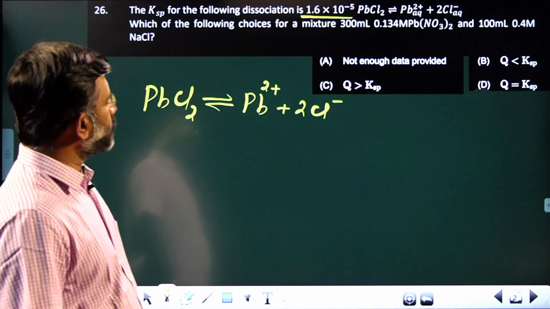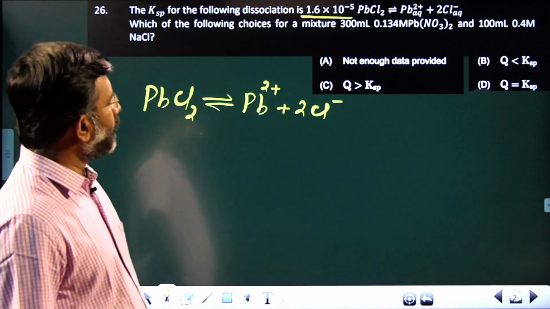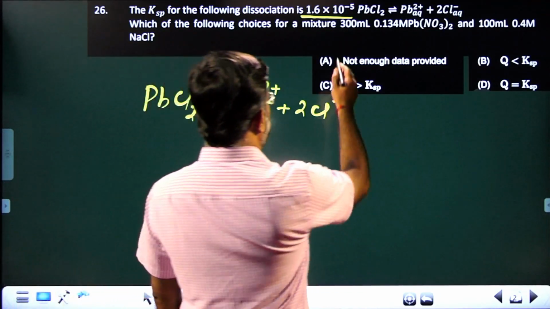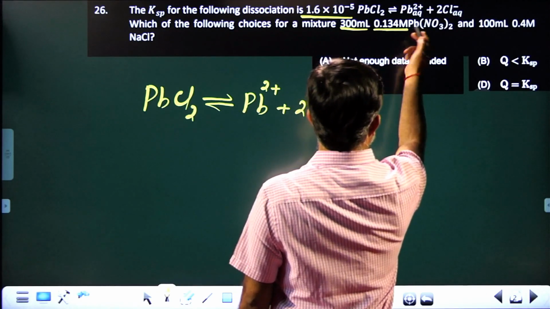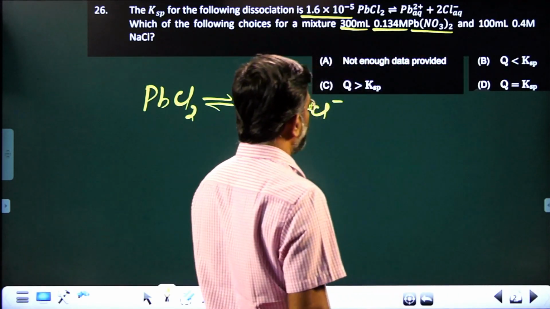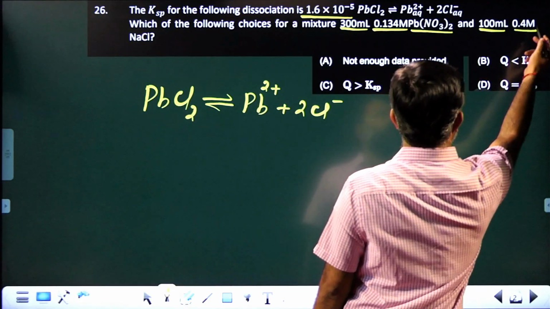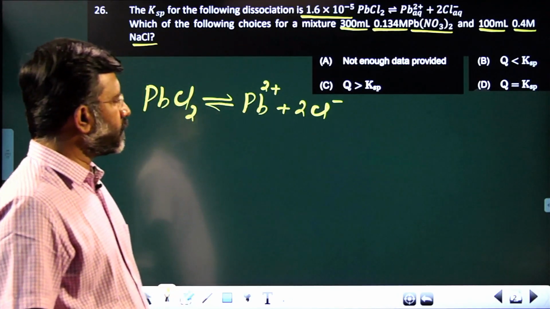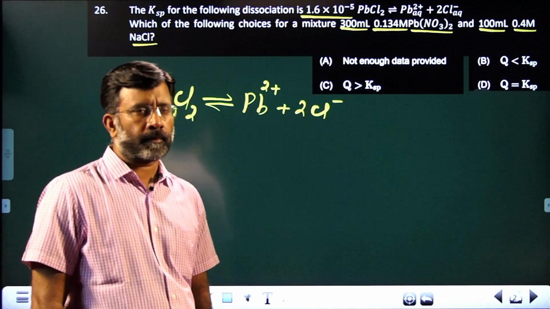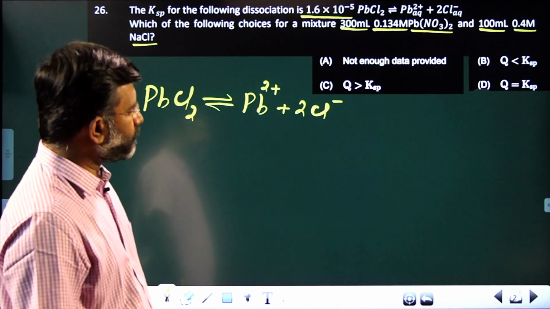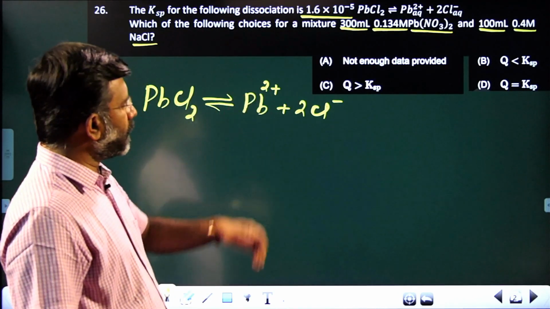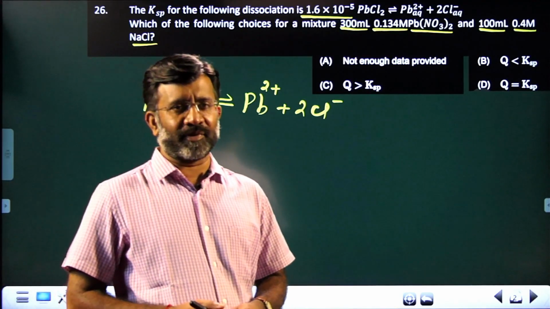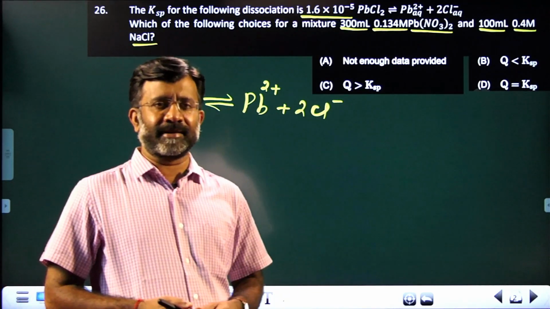Which of the following choices is correct for a mixture of 300 ml 0.134 molar lead nitrate and 100 ml 0.4 molar NaCl? We have to find out which choice is suitable. Some relations of Q versus Ksp are given, and one option says not enough data provided. That is a false statement, because the data is enough to identify.